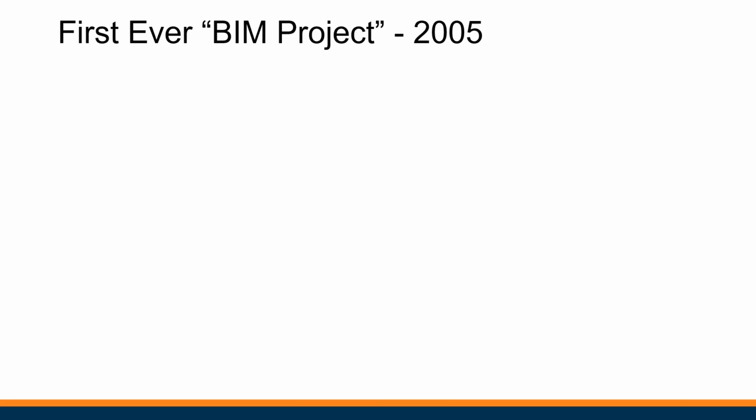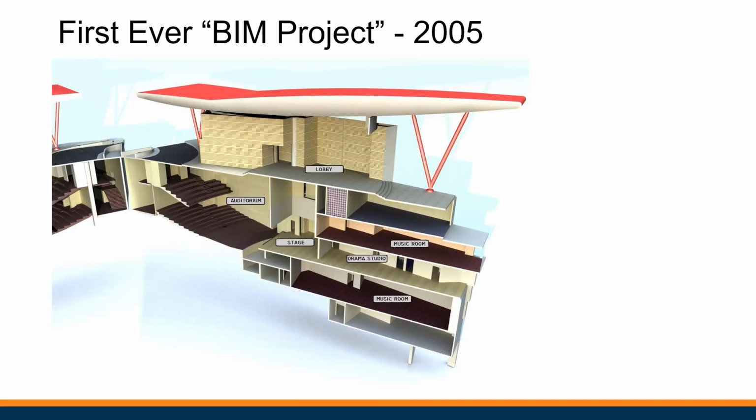So the first ever BIM project, and this is before the term BIM was even coined. You have to go all the way back to 2005 in Hong Kong. And this was a school. This was the Canadian International School, and they were wanting to build a world-class musical and auditorium facility for the students or the kids. And we were working with the architects, the engineers, and the owner to do a verification of the design using 3D models.